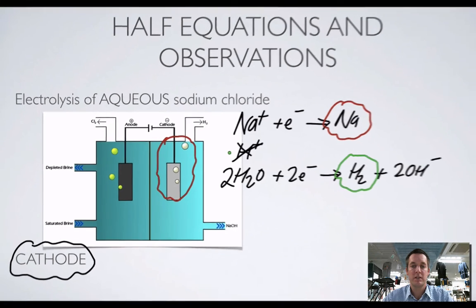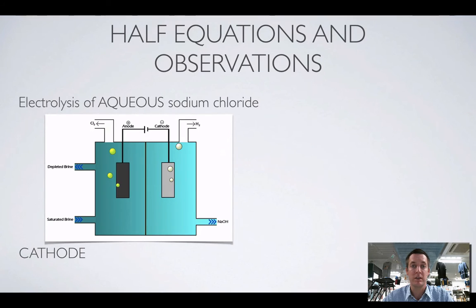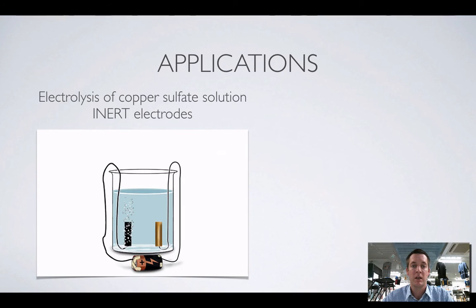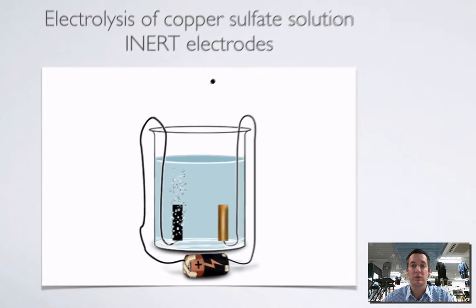Okay, so that's how we decide what's going on in the cell using the half equations. Now let's have a look at what applications we might put this to. And before we do that, let's consider what would happen if you electrolyzed copper sulfate solution using inert electrodes.